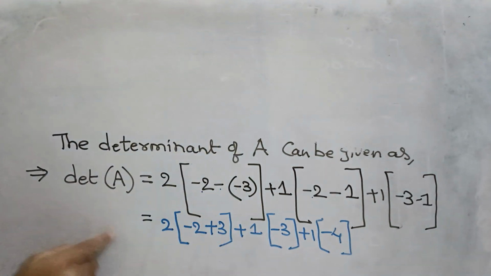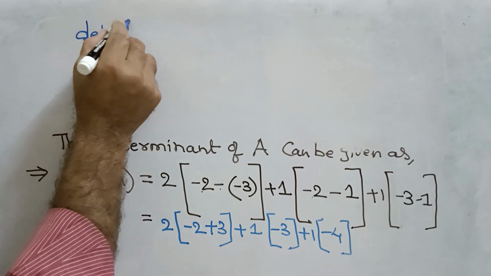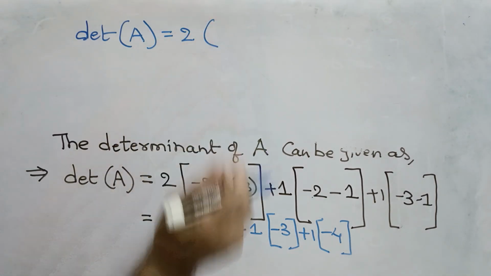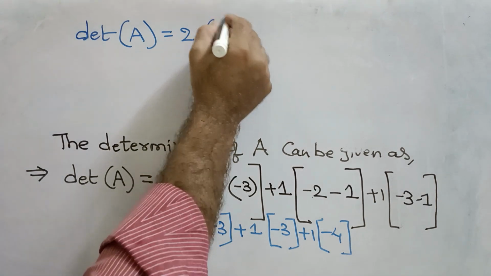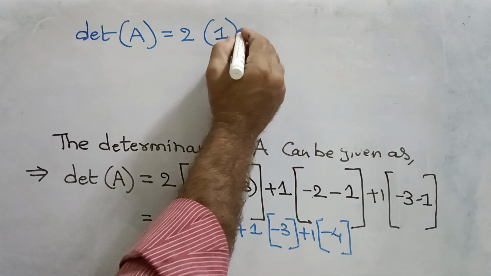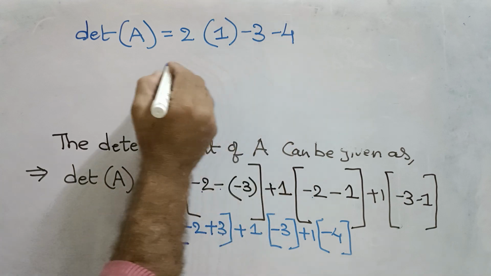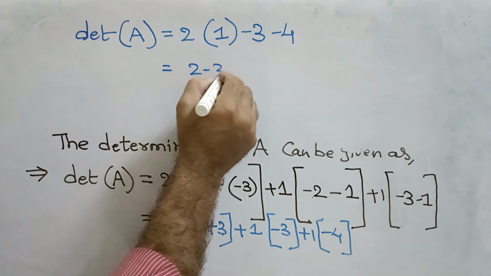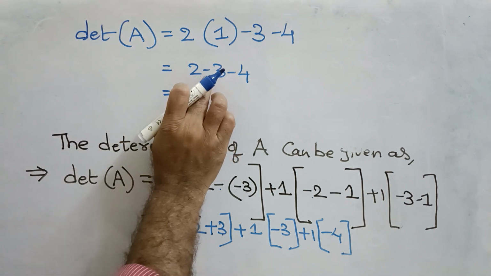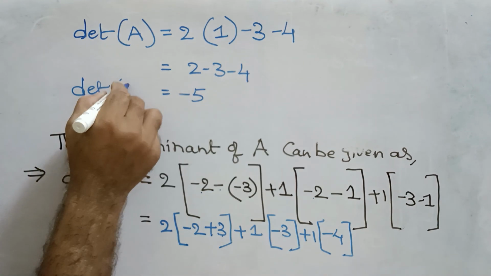So what is my determinant of A? Determinant of A, written as det A, is equal to something like this. It is 2 into 3 minus 2, how much? It is 1. Then minus 3 into 1, minus 3, it is totally minus 3. Clear? Minus 4 into 1, it is minus 4. Then it equals 2 into 1, 2, minus 3, minus 4. Clear? 2 minus 3 is minus 1, minus 1, minus 4, minus 5. So your determinant of A is minus 5.